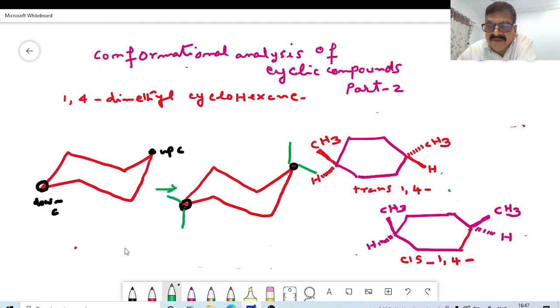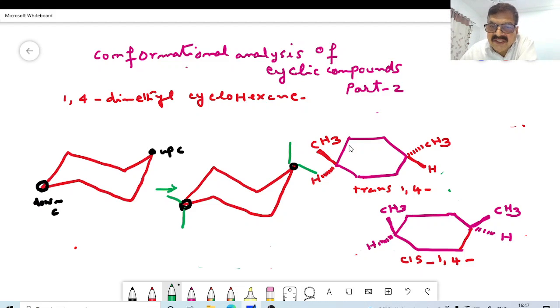Now you classify them as an up carbon or a down carbon, and then you draw the substituents. Now the trans isomer must have one group above the ring, that means on an up bond, and one group below the ring, that will be on a down bond.